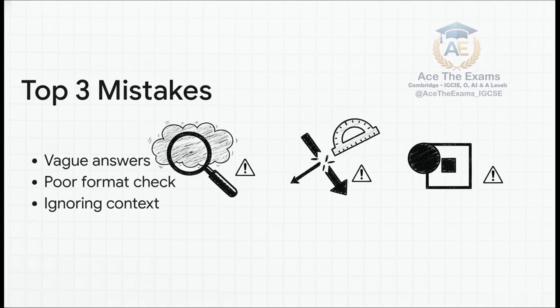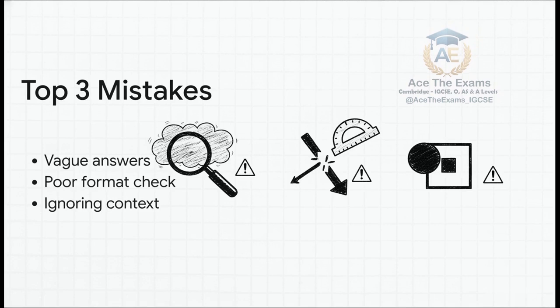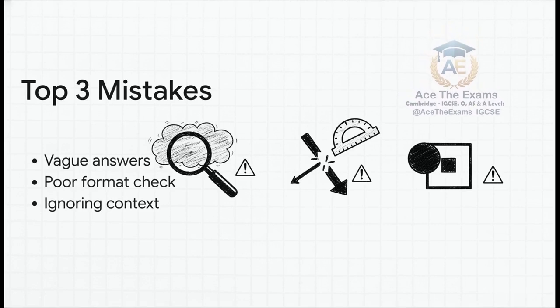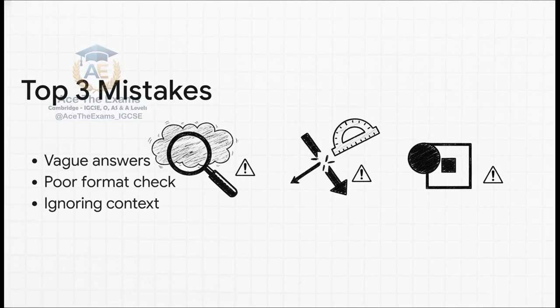Here are the top 3 reasons candidates bleed marks. First, vague answers that lack specific details. Just saying "use trigonometry to find the vector" is way too vague. Saying "resolve the 50 newton force into a vertical component using 50 sine 30 degrees," now that is specific.